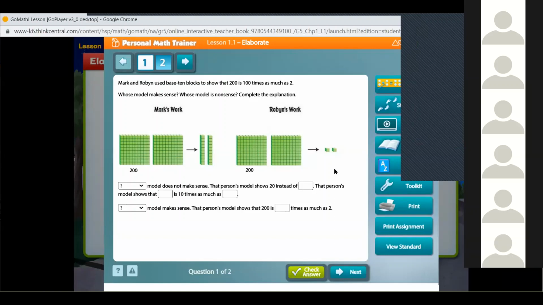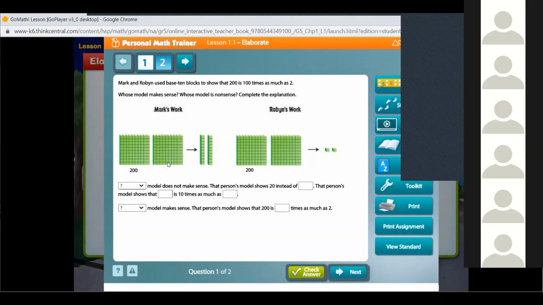Yes. Now listen to me carefully. Mark and Robin use base 10 blocks to show that 200 is 100 times as much as 2. You get 200 as 2 times 100. Whose model makes sense? Whose model is nonsense? They say 200 is 100 times as much as 2. Now which model is correct? Is it this one or is it this one?